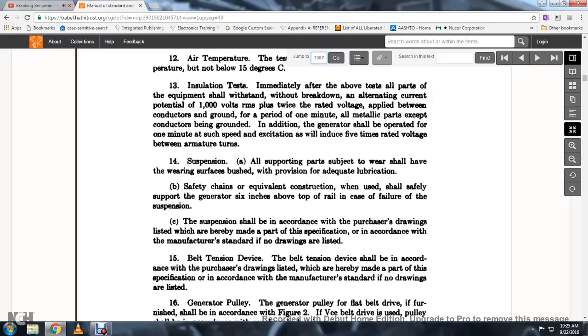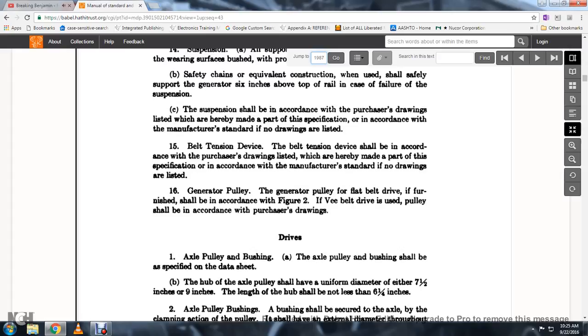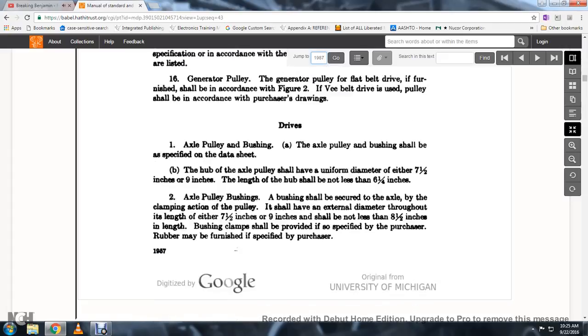15. Belt tension device. The belt tension device shall be in accordance with the purchaser's drawing listed, which is hereby made a part of the specification, or in accordance with the manufacturer's standard if no drawings are listed. 16. Generator pulley. The generator pulley for a flat belt drive, when furnished, shall be in accordance with Figure 2. If a V-belt drive is used, then the pulley shall be in accordance with the purchaser's drawing. 17. Drives. Axle pulley bushing.